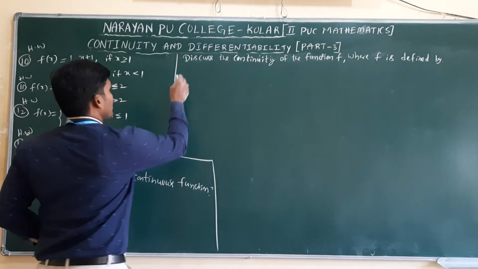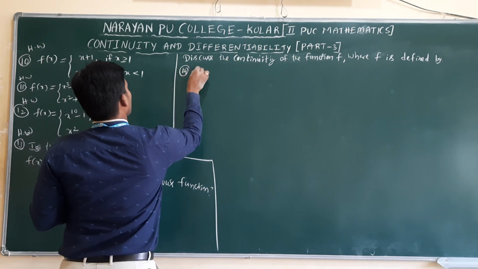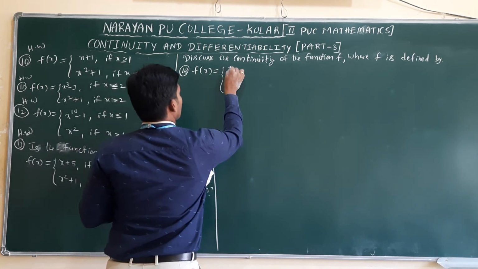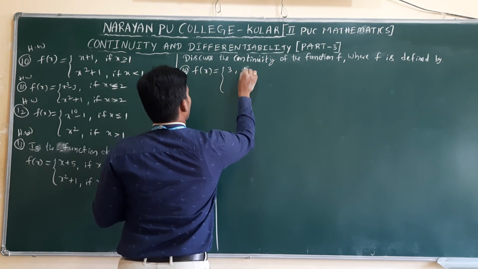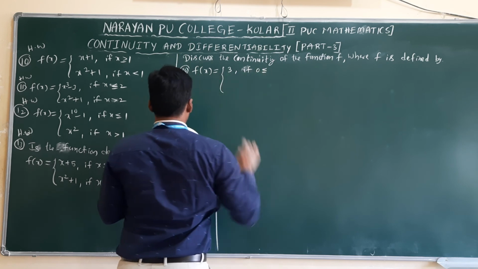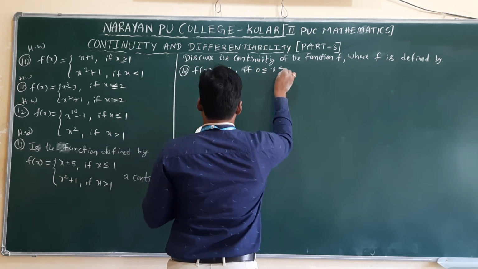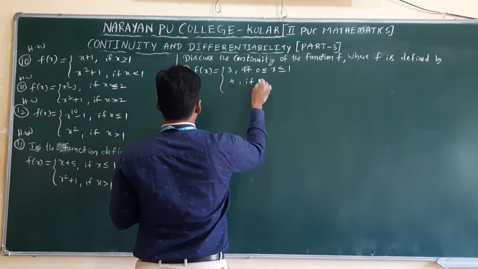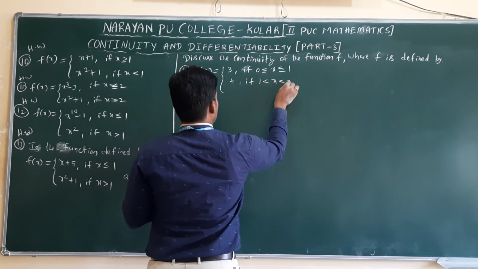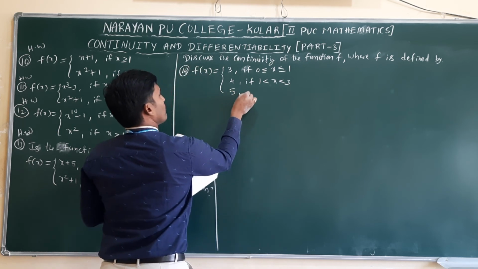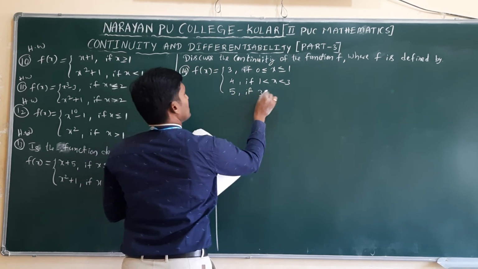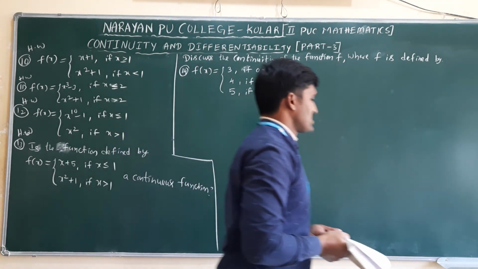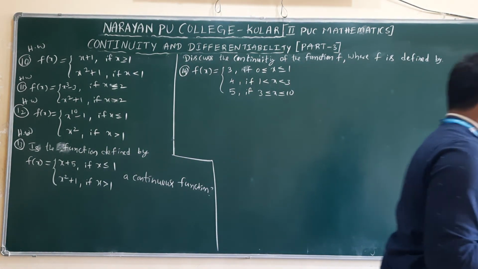Okay. In this question number 14, f of x equal to 3 if 0 is less than or equal to x less than or equal to 1, 4 if 1 is less than x less than 3, 5 if 3 is less than or equal to x less than or equal to 10. See, in this question we have several conditions.